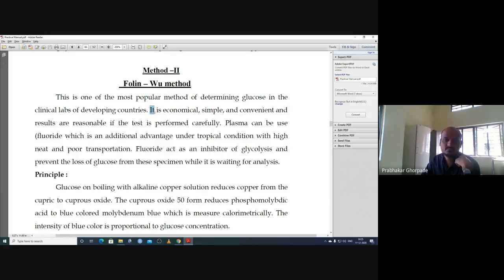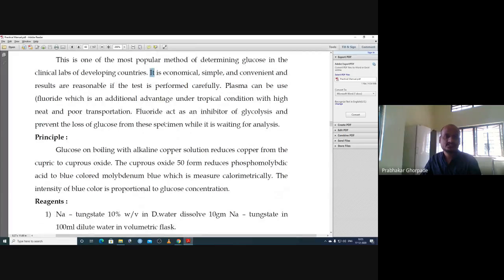It is economical, simple, convenient, and the results are reasonable if the test is performed carefully. Plasma can be used. We can use fluoride, which is an additional advantage under tropical conditions with high temperature and poor transportation.